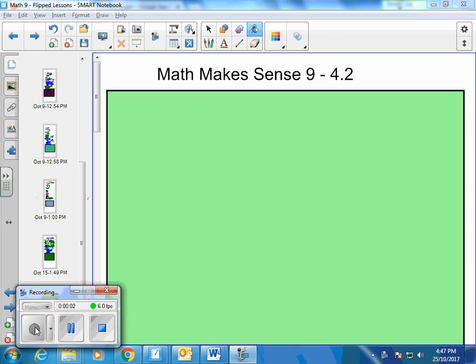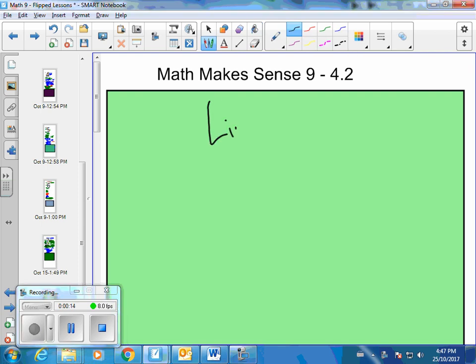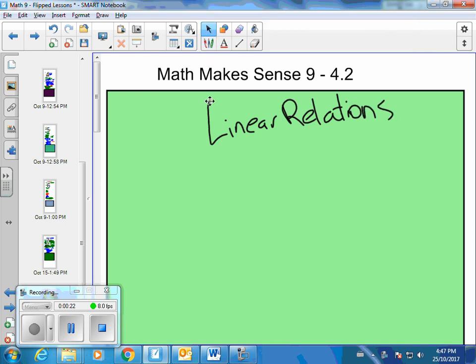Welcome to math class. We are continuing on in the Math Makes Sense 9 textbook, working on lesson 4.2, which is, I forgot to write it up here today, but it is looking at linear relations. So what we looked at last class was how we can write equations based off of patterns.